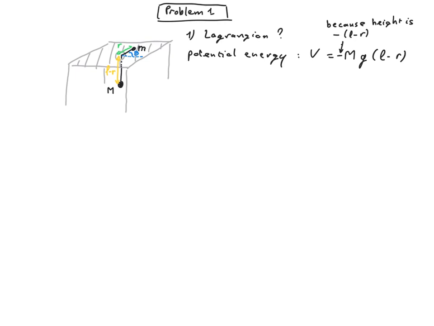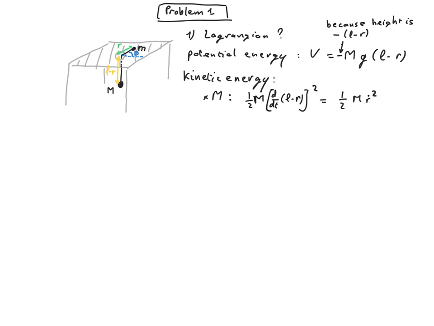So for the kinetic energy, we have the kinetic energy of both masses. For the mass big M, that will just be half M v squared, and the velocity is the time derivative of L minus r, because L is the length of the rope and it's constant, so its time derivative is 0.